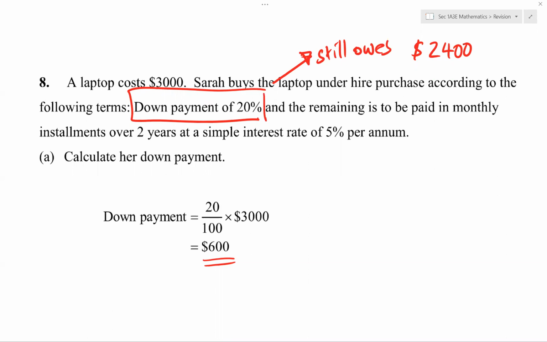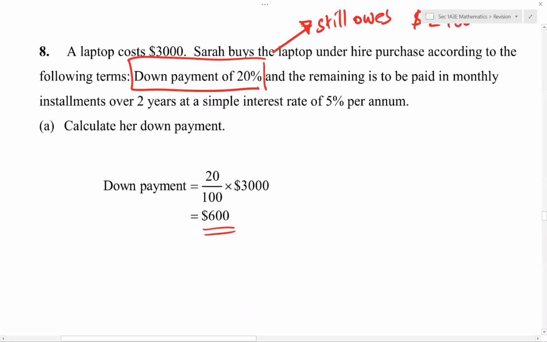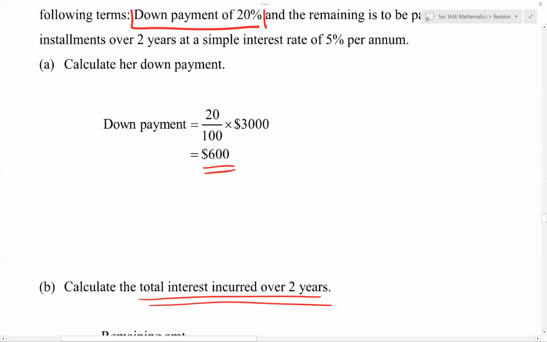Well, that's the trade-off, isn't it? You don't have money to pay in one go, so the trade-off is you pay extra. That's the interest. It's going to cost you more than $3,000 eventually, but you get to take your time to pay over 2 years. Okay, so what is then the interest that she has to pay over 2 years? And that's where our formula comes in. The interest is given by principal times the rate times the duration divided by 100.